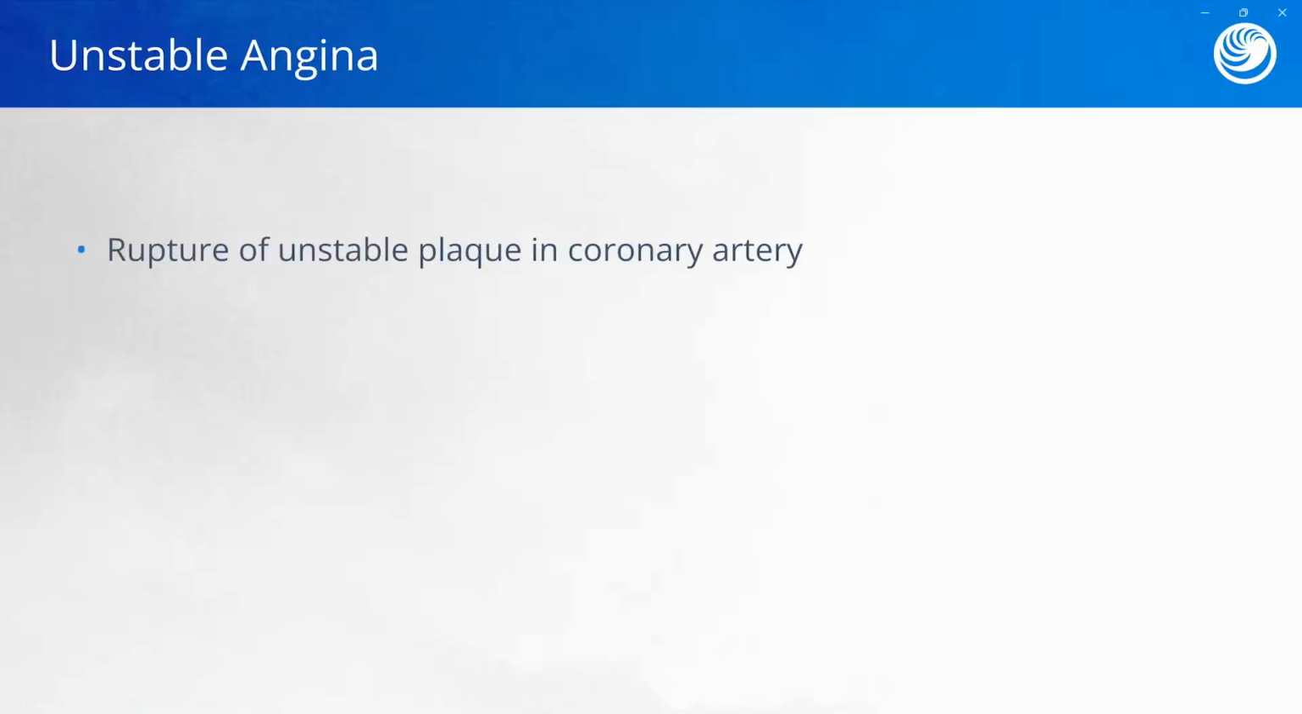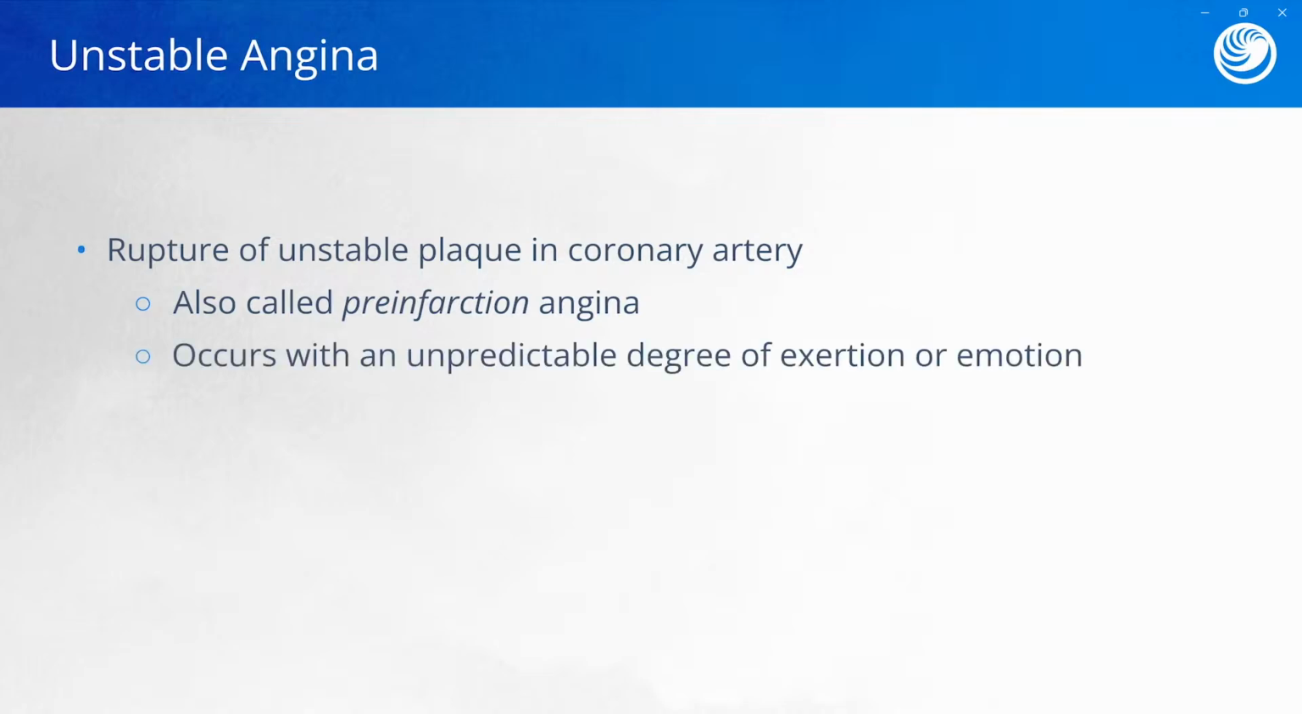As coronary plaques grow, they have an increased risk of rupturing. When these rupture fully or partially, we have unstable angina. This is also known as pre-infarction angina. Unlike stable or chronic angina, unstable angina occurs unpredictably. Clients may not experience the same symptoms with the same exertion. Sometimes more exertion could result in worse symptoms, and sometimes more exertion may not result in any symptoms.